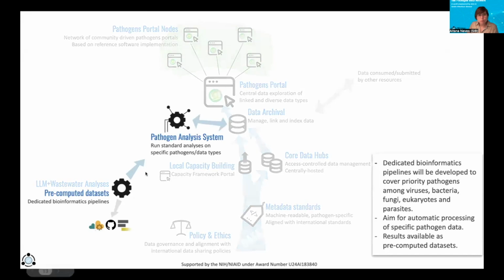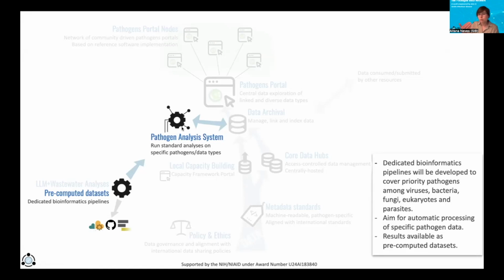We will also have pre-computed data set for some pathogens, priority pathogens that are defined by PDN, among viruses, bacteria, fungi, and eukaryotes and parasites. Here, the idea is that these pipelines that will be identified will be integrated in the pathogen analysis system. And like this, when pathogen data is submitted to the data archive, for example, to the European Nucleotide Archive, if it fits the pathogen and data type, it will be processed within the pathogen analysis system.